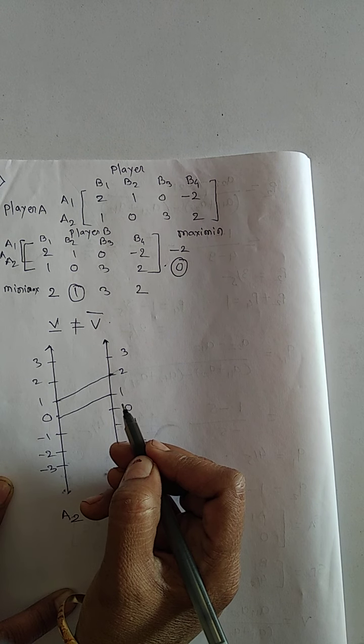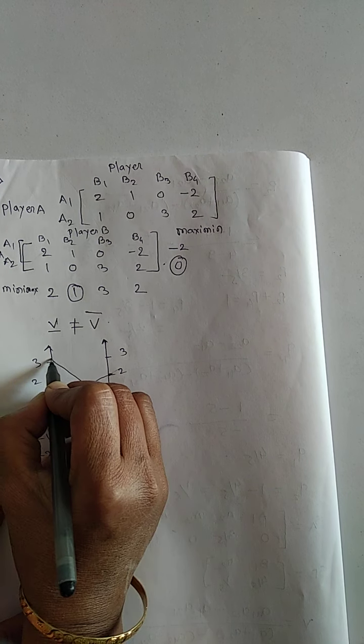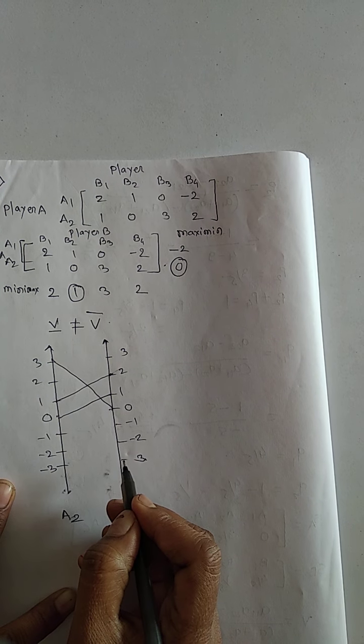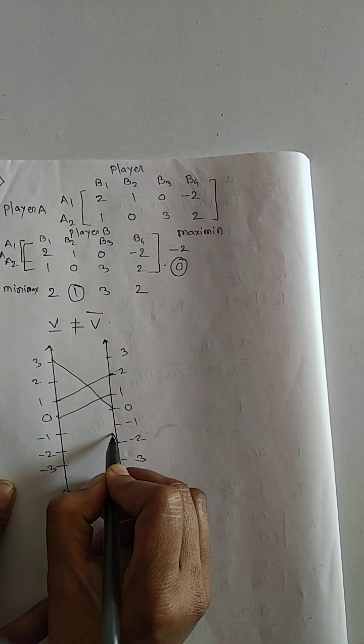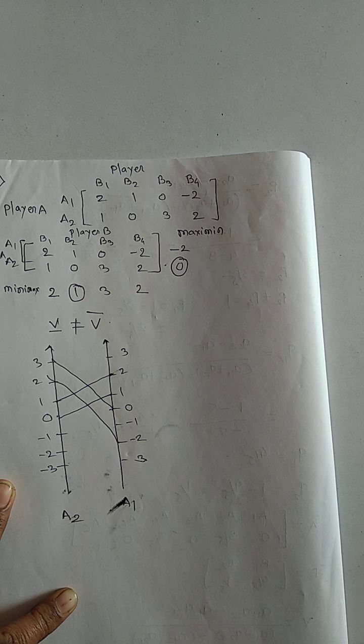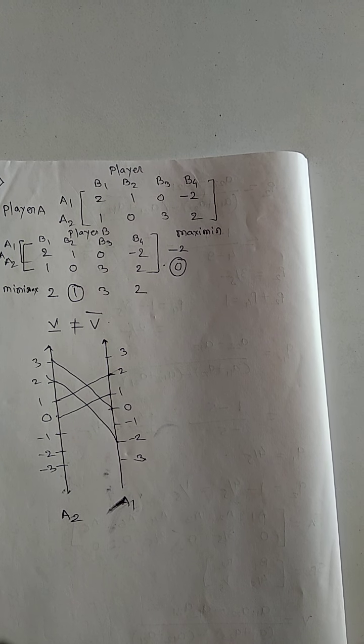Third, A1 is equal to 0 and A2 is equal to 3. And fourth, A1 is equal to -2 and A2 is equal to 2. This is the graph.